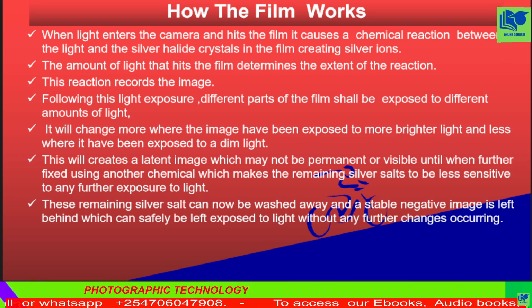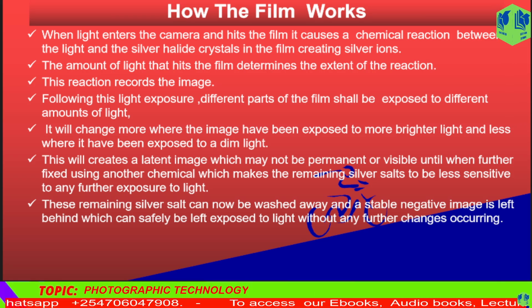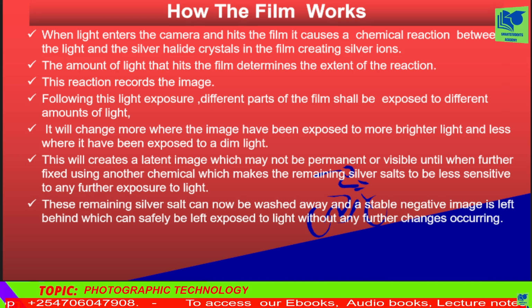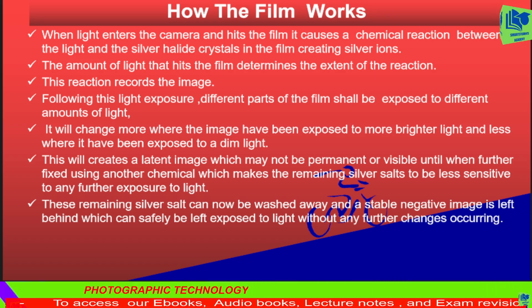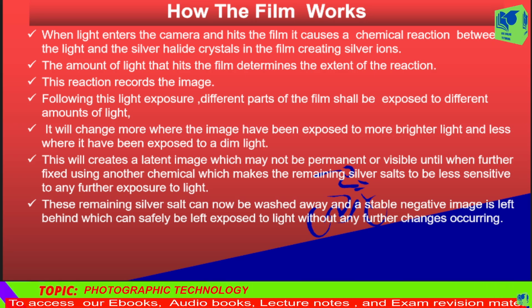These images, however, are not permanent, and have to be further fixed using another chemical which makes the remaining silver salts insensitive to any further exposure to light. These remaining silver salts can now be washed away, and a stable negative image is left behind which can safely be left exposed to light without any further changes occurring.